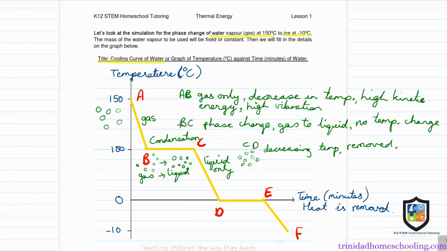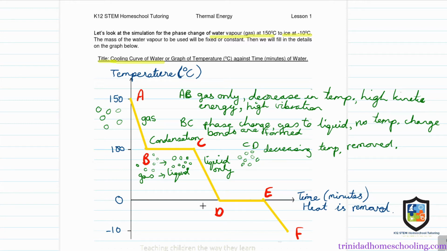Now pay close attention to what is happening at these phase changes. The phase change is what we want to focus on. What do you think is happening to the heat that is being removed here? What is happening to this energy? Well, the energy here is being used to form bonds. So at BC, bonds are formed, and we go in closer from gas to liquid.